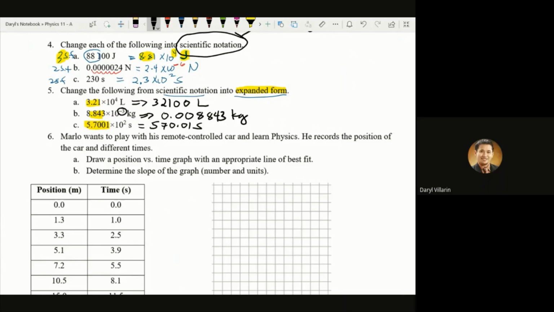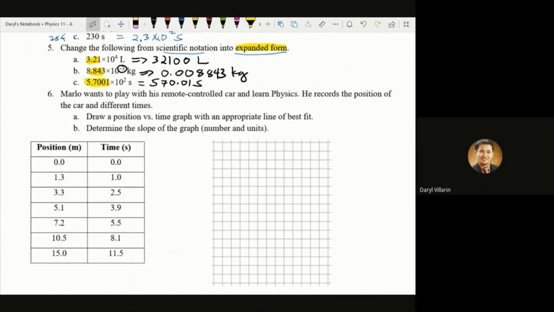So expanded form, again, you just try to do the reverse. Again, the exponent tells you if you're dealing with a big number or small number. Positive exponent, that means that you're dealing with a big number. A negative exponent, again, you now have an idea that your answer should be less than 1 or a decimal number. So try to take note of that.